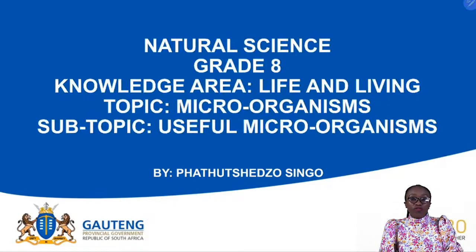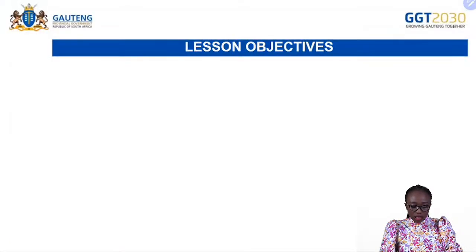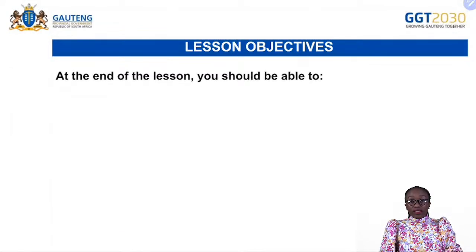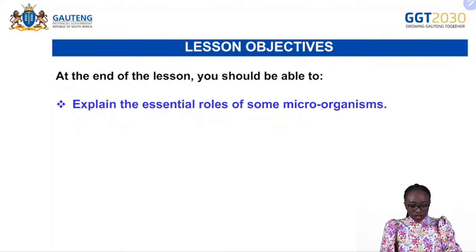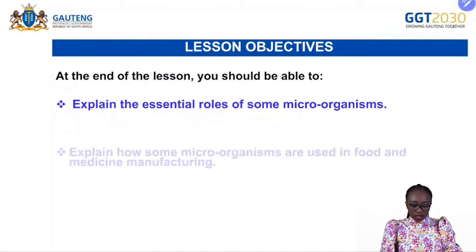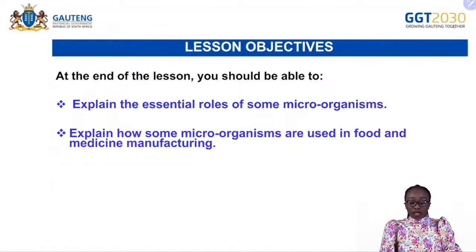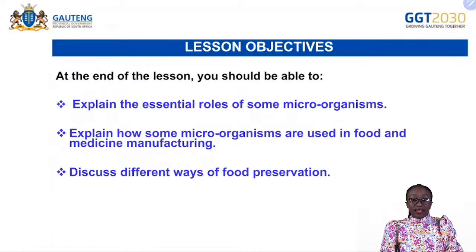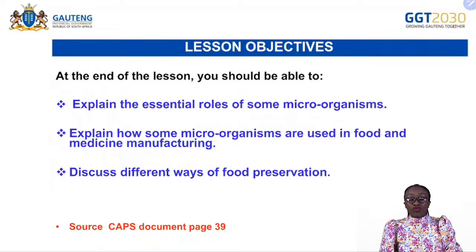Now let's move on to today's lesson objectives, which are the goals that we want to achieve today. By the end of the lesson, you should be able to explain the essential roles of microorganisms, explain how microorganisms are used in food and medicine manufacturing, and discuss different ways of food preservation. All this is sourced from your CAPS document on page 39.